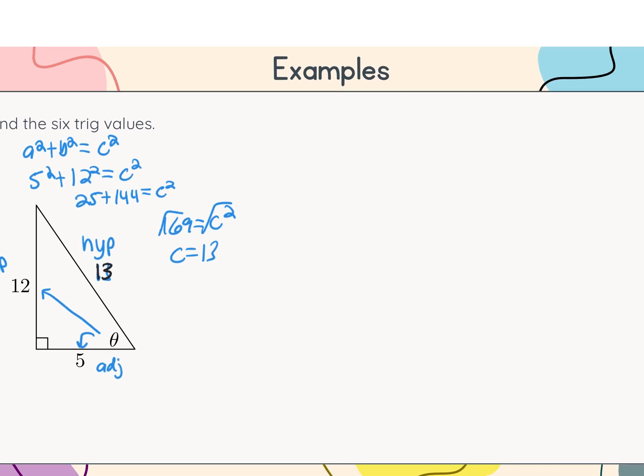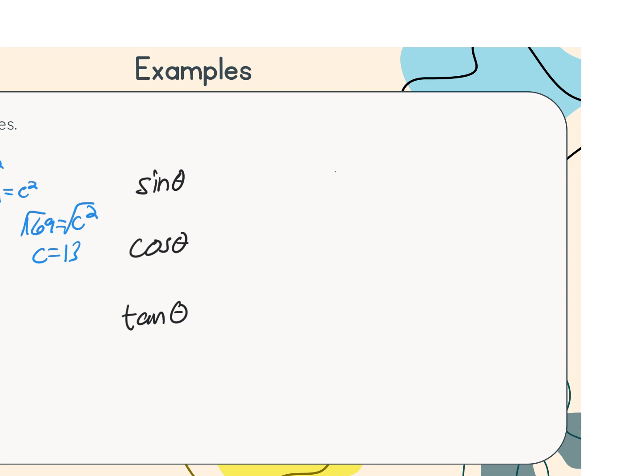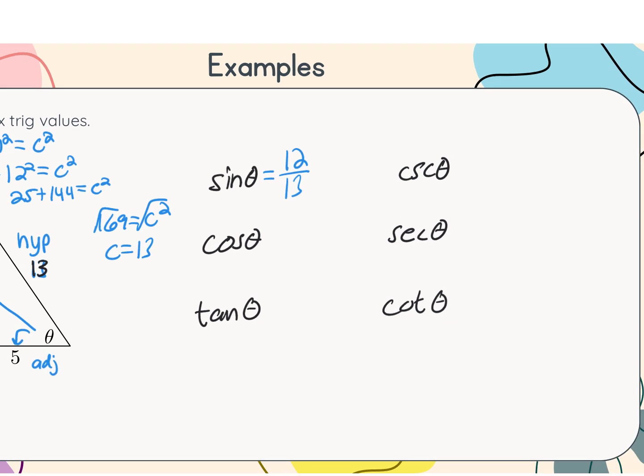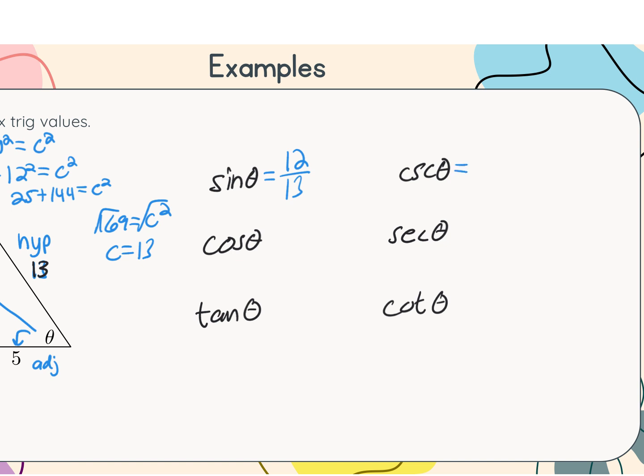And we want to find the 6 trig values. So I'm going to find sine, cosine, and tangent. And then we're going to do cosecant, secant, and cotangent. Now, sine is opposite over hypotenuse. Our opposite side is 12, and our hypotenuse is 13. So it's very simply just 12 over 13. Cosecant, you just take the reciprocal of that, so you flip it. This is going to be 13 over 12.